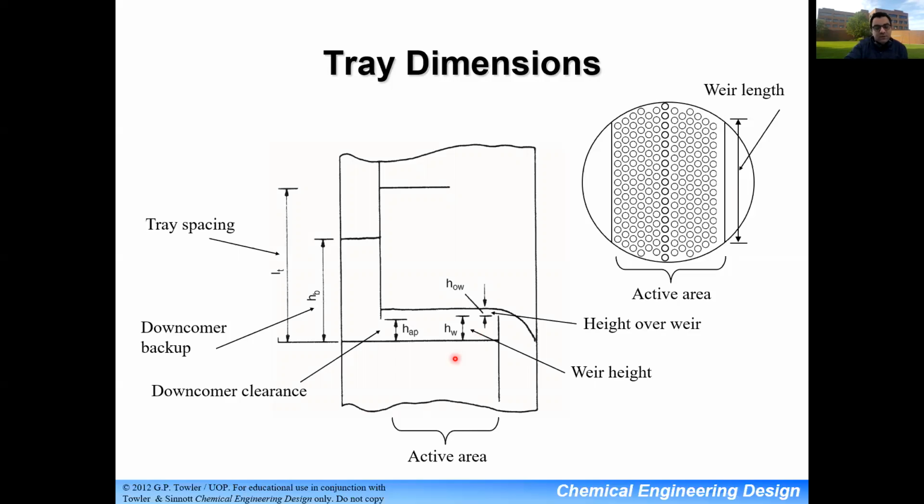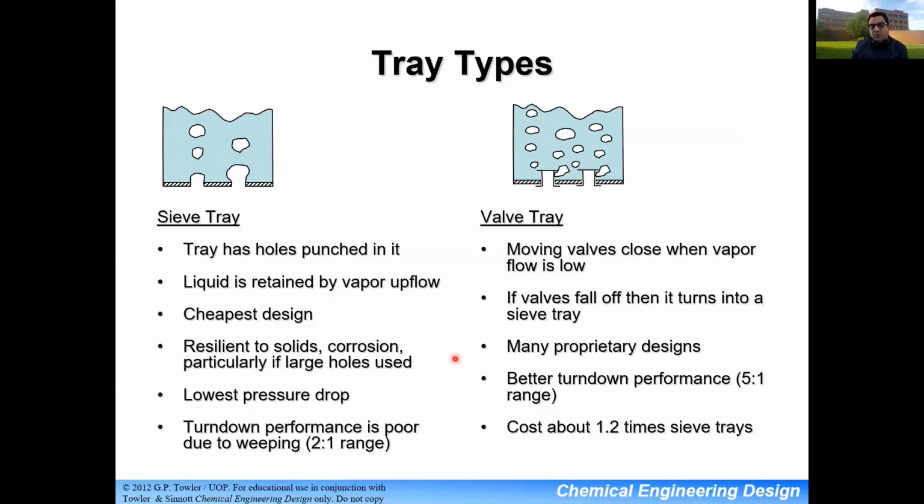And when it comes to these trays, there are a bunch of different types that we're going to talk about, maybe 4 or 5 of them. The first type is called a sieve tray, and this tray just has a bunch of holes in it. It's a perforated plate tray. Liquid is retained by vapor upflow. The vapor is pushing through these small holes, and it's basically keeping the liquid from weeping through the tray. So if your vapor velocity is not high enough, the liquid will start coming down in droplets, and it's called weeping. If the tray is weeping, it means it's not performing well.